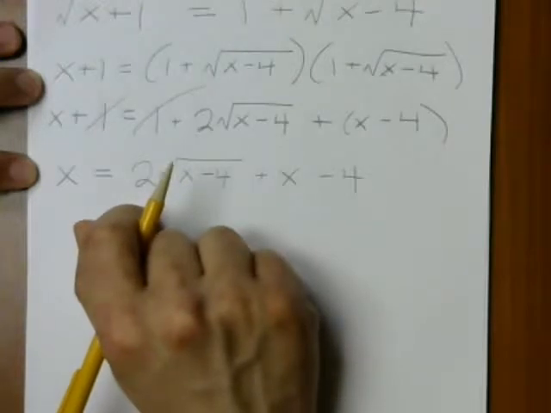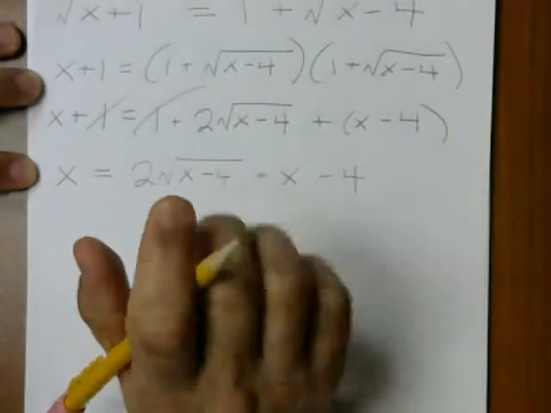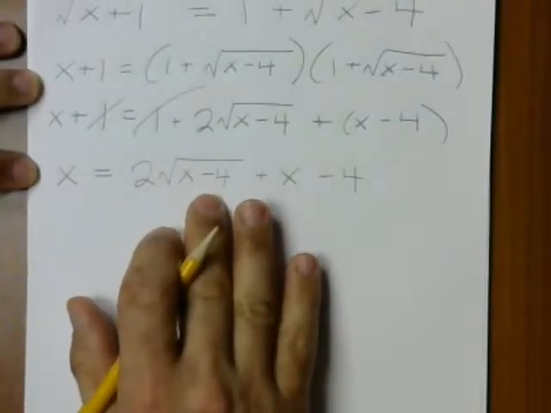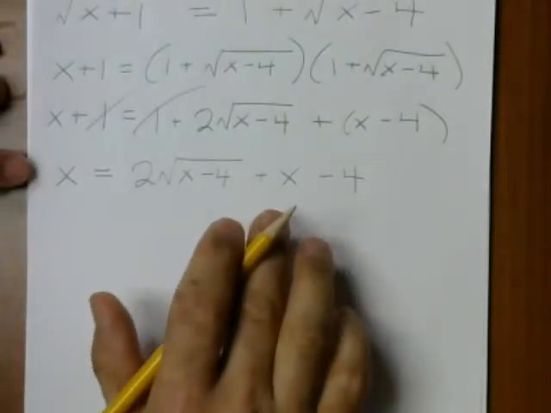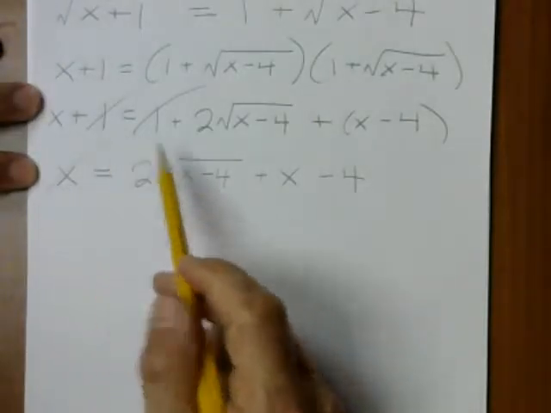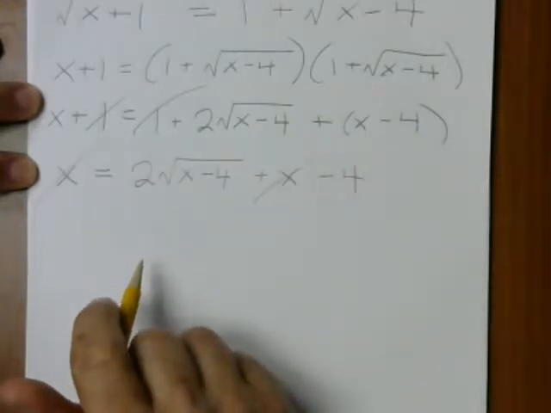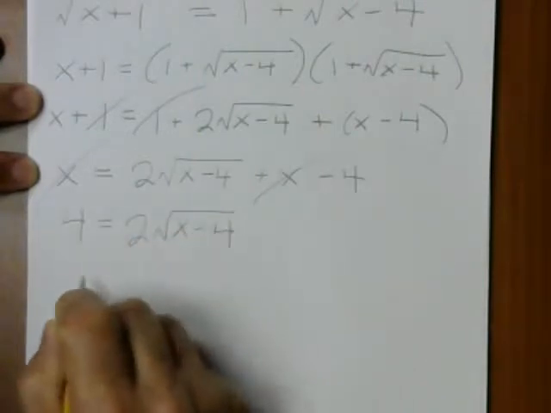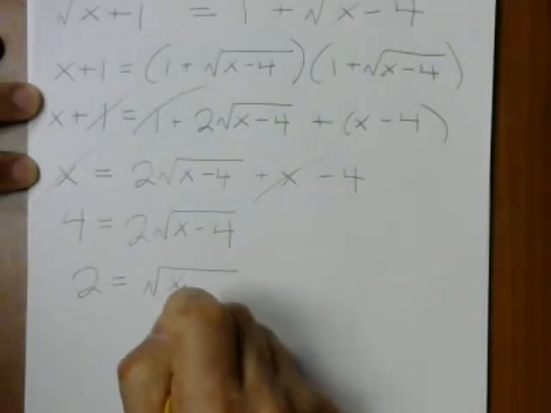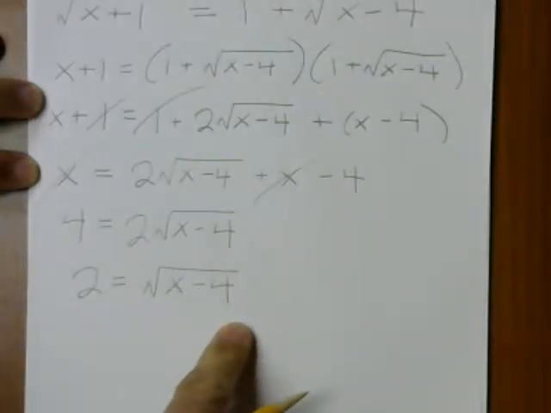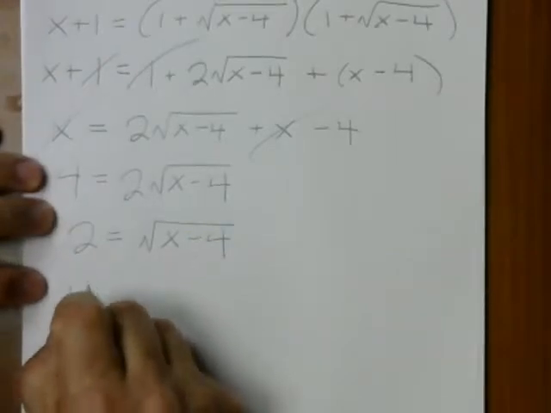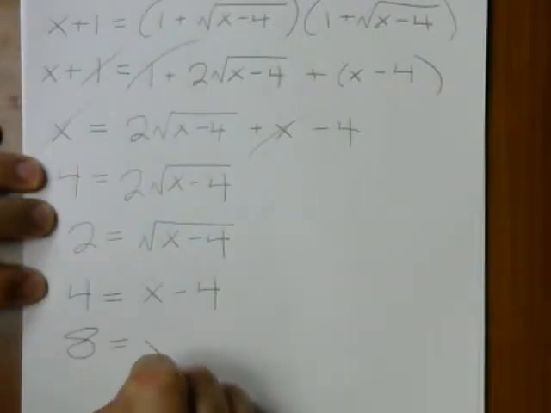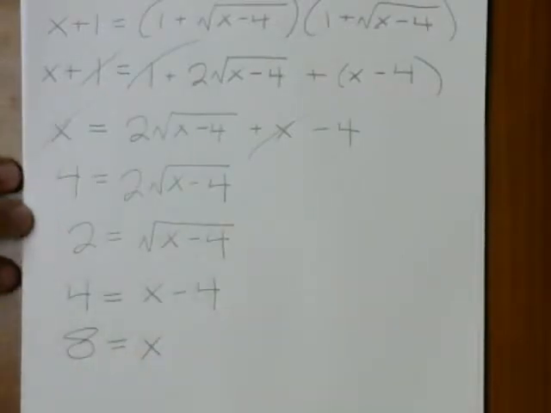Well, if I were to try squaring as is, it would be quite the mess if I try to square a second time. But if I can isolate this root, then maybe my life would be a little easier. So what could I do to isolate this root? Well, notice something. First of all, that x cancels out with that. And I get 4 equals 2 root x minus 4. Or 2 equals root x minus 4. And now I can square both sides. And I get 8 equals x.